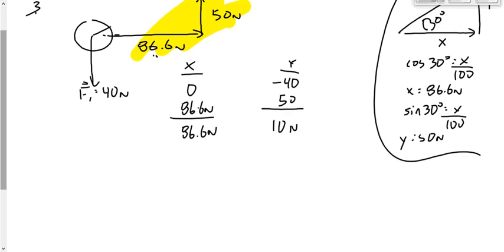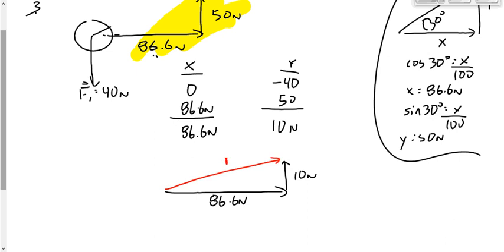Okay, good. We got 86.6 newtons this way, and we got 10 newtons this way. And our resultant vector goes from start to finish right here. Find the value of R, find the value of theta. I think R to 2 digits works out to be 87 newtons, doesn't it? Square root of 86 squared plus 10 squared is 87.